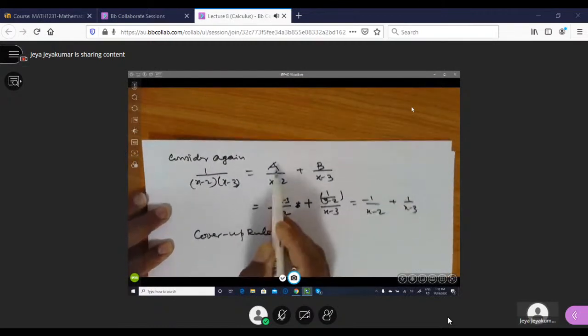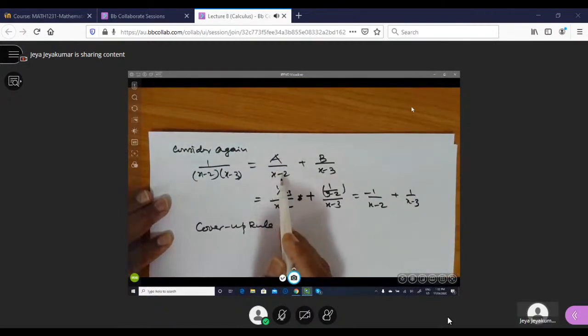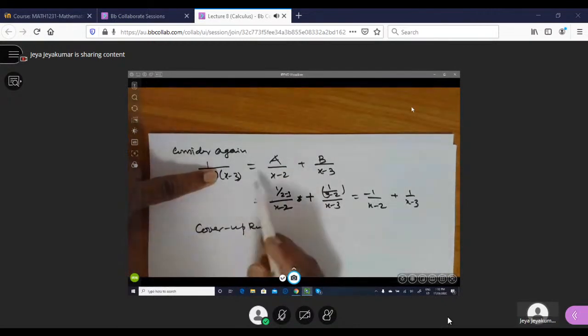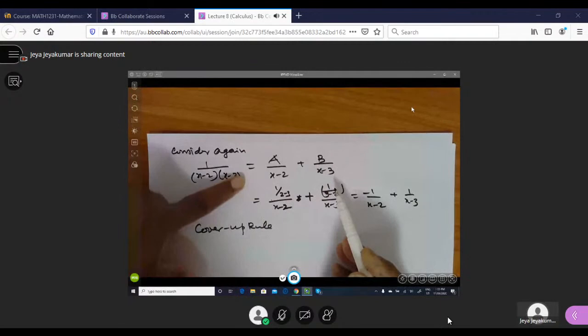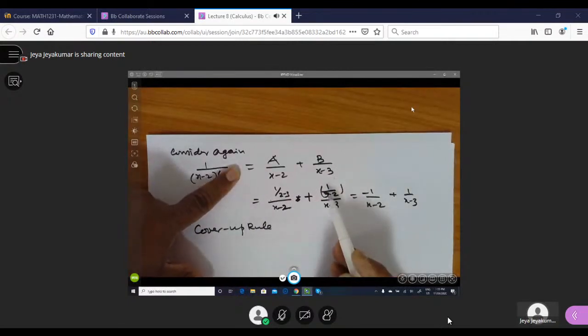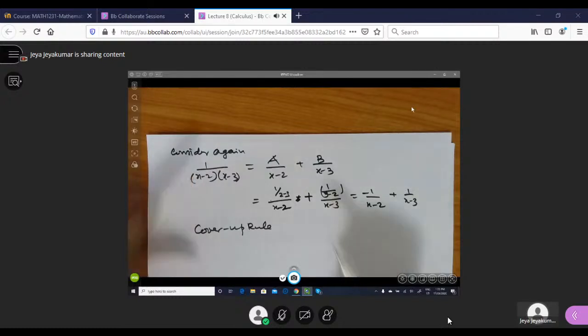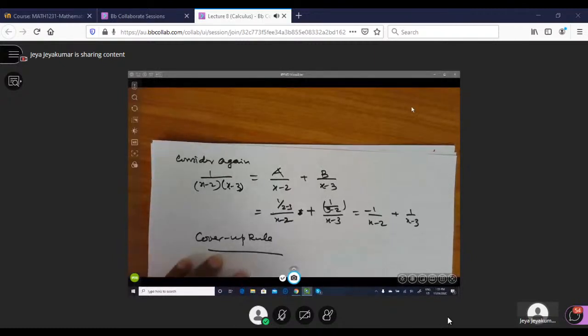So to find the constant a, which corresponds to x minus 2, on the left-hand side you cover x minus 2 and substitute x equals 2. So 1 over 2 minus 3. And same here: b corresponds to x minus 3, cover x minus 3, and substitute x equals 3, 1 over 3 minus 2. All right, I'm going to do one more example to illustrate the cover-up rule.